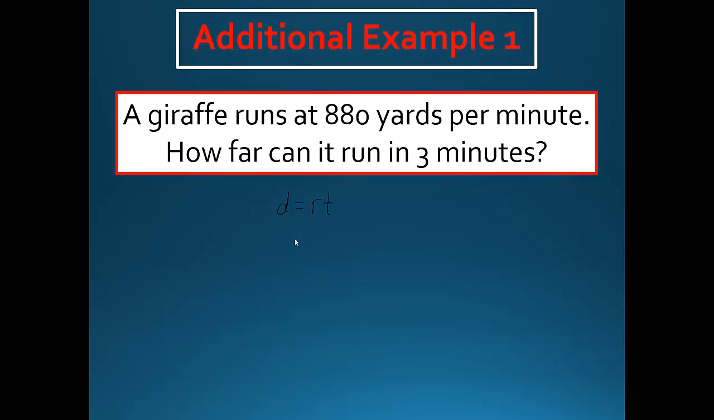Our rate, or our speed, is 880 yards per minute, so for 1 minute. We want to know how far it can run in 3 minutes, so we're going to be multiplying this by 3 minutes. Minutes will cancel, and so we're going to multiply 880 times 3.